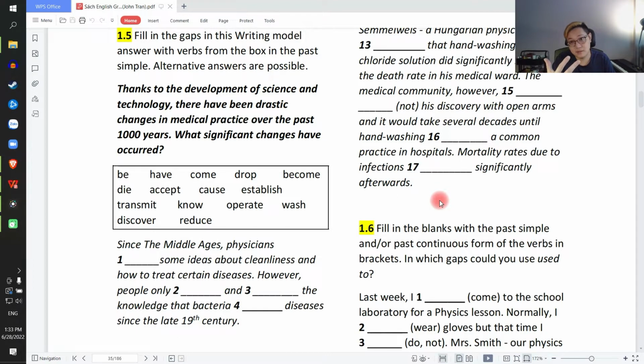The stress pattern, which syllable receives the stress.